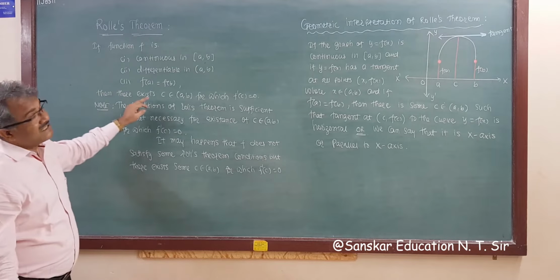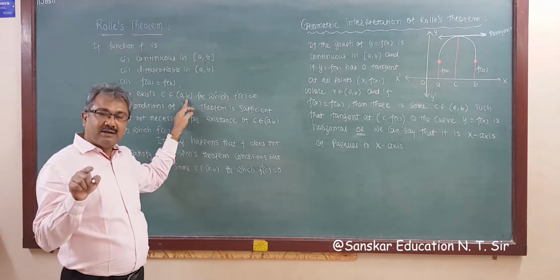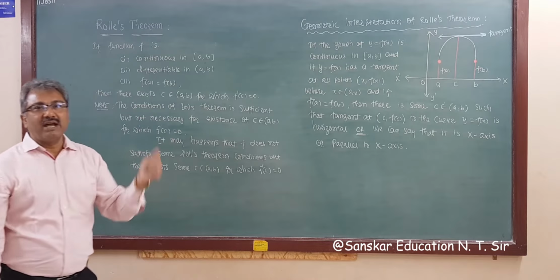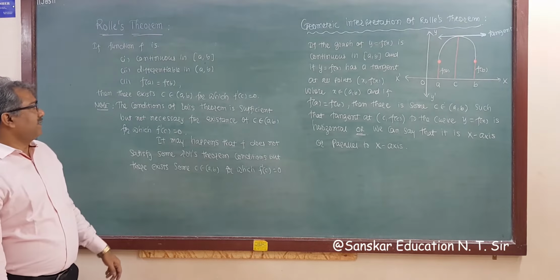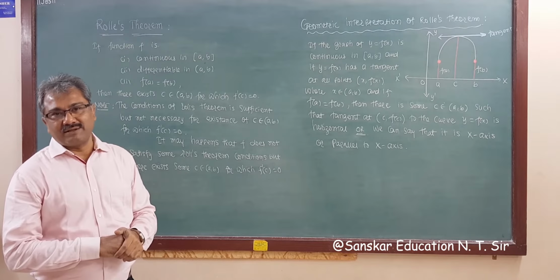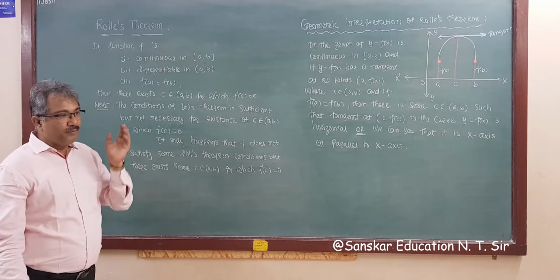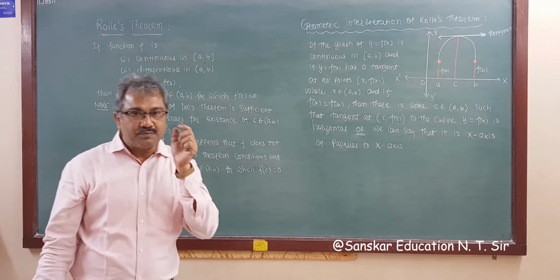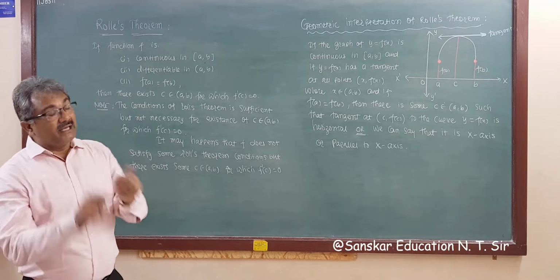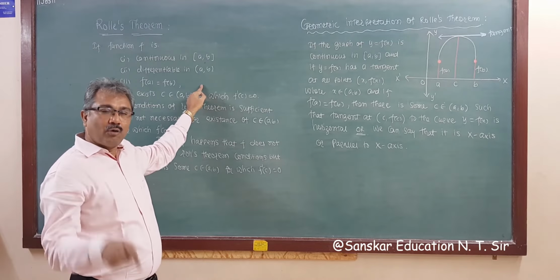Then there exists a c belonging to the open interval AB for which f dash c is equal to 0. That is called Rolle's theorem. So remember one thing. In Rolle's theorem, it is important that the function must be continuous and differentiable, but continuous in the closed interval and differentiable in the open interval.